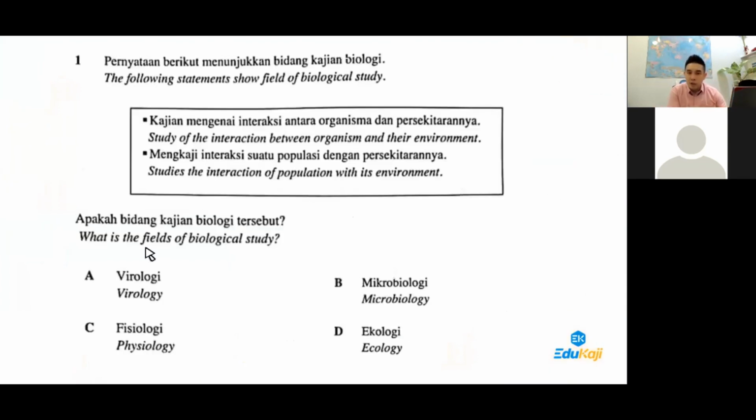Now, the very first question is from Form 4, Chapter 1. Normally, the first question they'll ask you is from Form 4, Part 1 or Form 4, Part 2. The keyword that you should determine is interaction. Okay, interaction between organism or population with the environment. Example, food chain, example, food web. All these are to do with ecology.